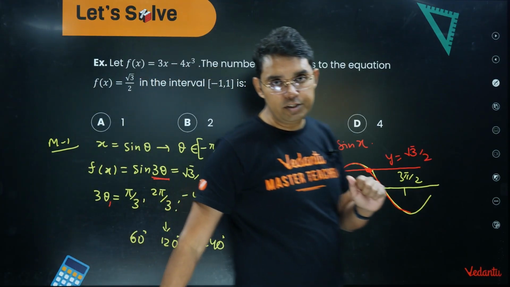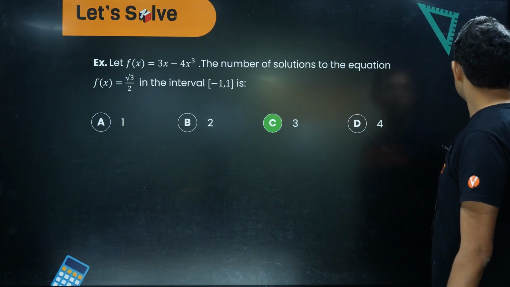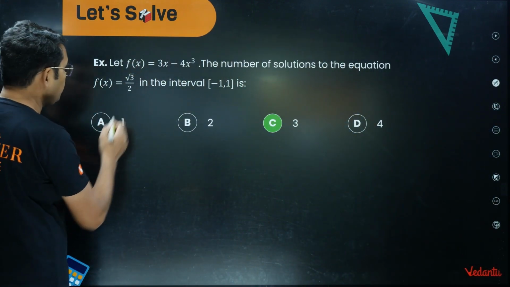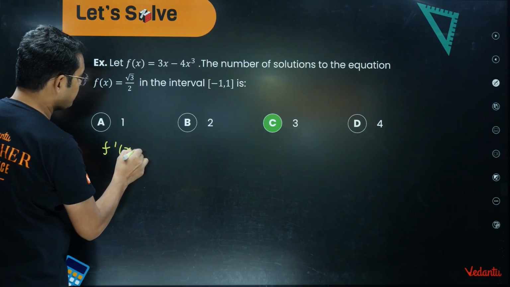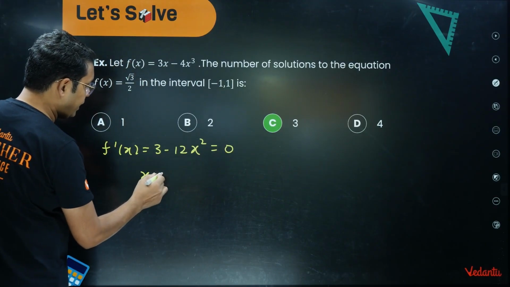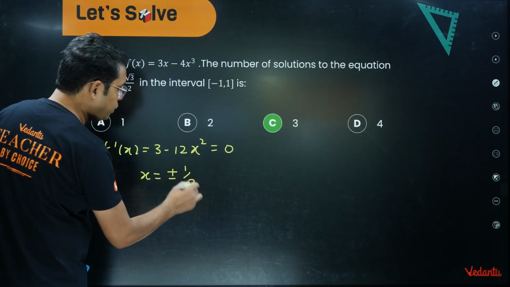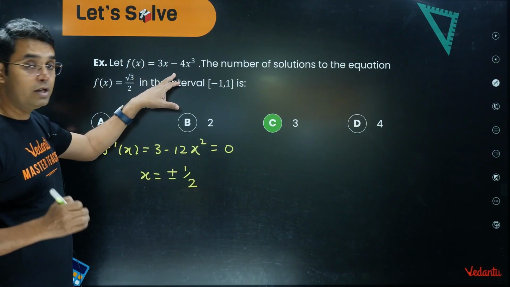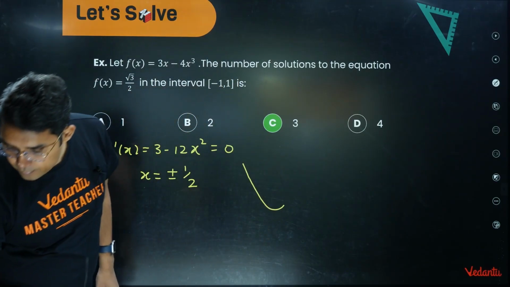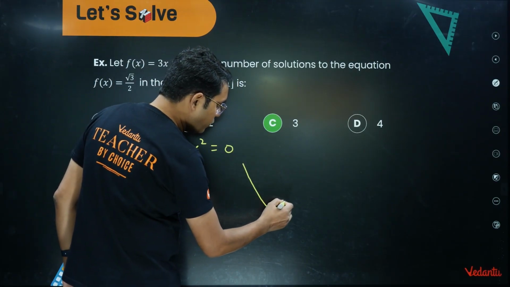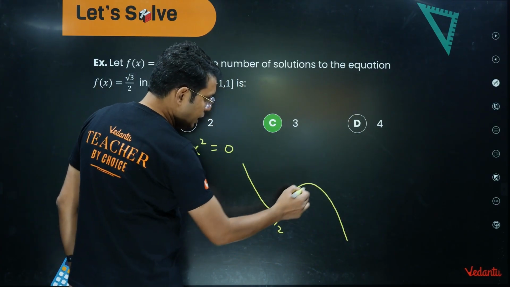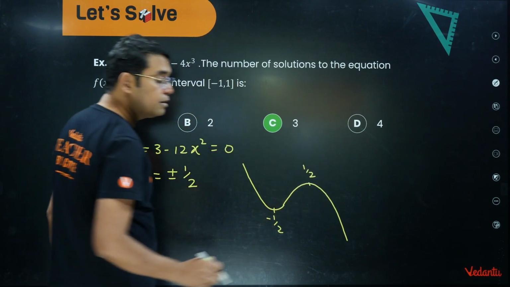Now there is one more method which I would like to tell you for this question. That is direct differentiation. If you differentiate this f(x), f dash x will be equal to 3 minus 12x squared. If you make it 0, you will get x equal to plus or minus 1 upon 2. So this is a graph of a cubic whose leading coefficient is negative. It will be coming from plus infinity and then going towards minus infinity like this. And this will be the point of minima, that is minus half, and that will be the point of maxima, that is 1 by 2.